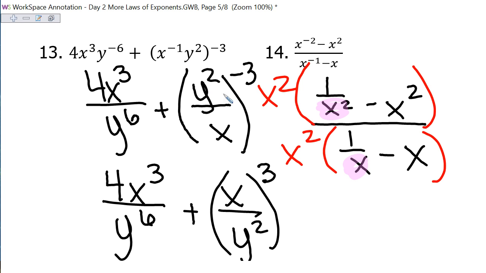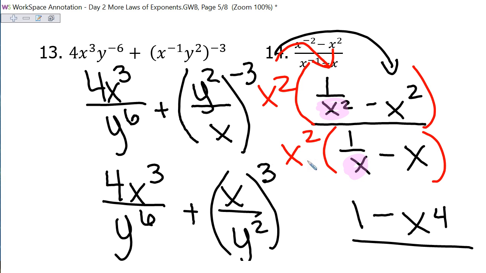So whenever you multiply the top by something, you have to do the same thing to the bottom so that your expression remains equivalent. So whatever you do to the top, you have to do to the bottom. So when I distribute this x squared, what's x squared times 1 over x squared? 1. And what's x squared times negative x squared? Negative x to the 4th. And what's x squared times 1 over x? X. And what's x squared times negative x? Negative x cubed.